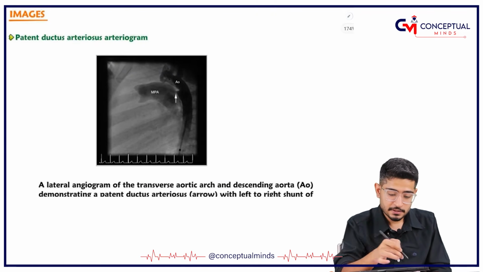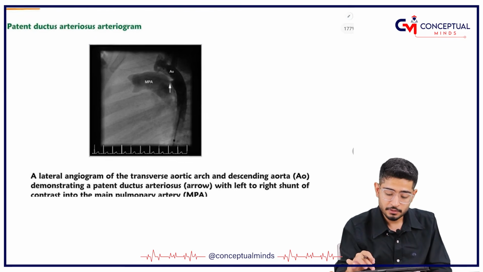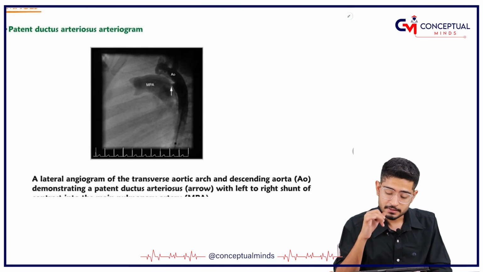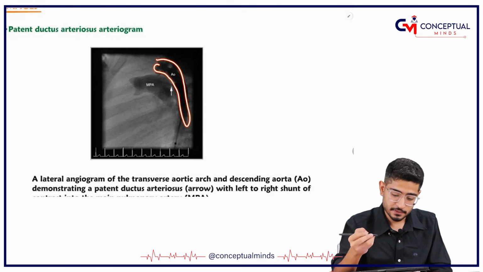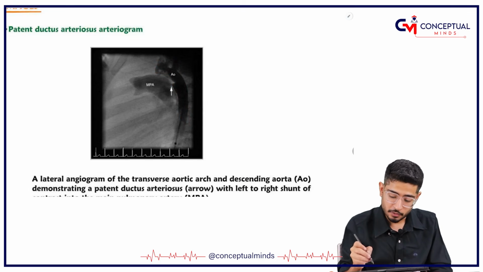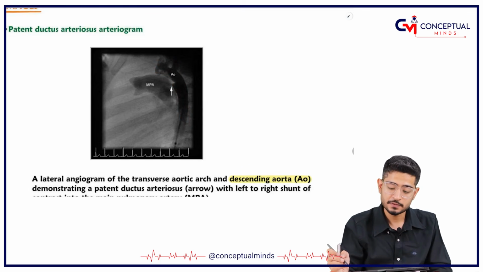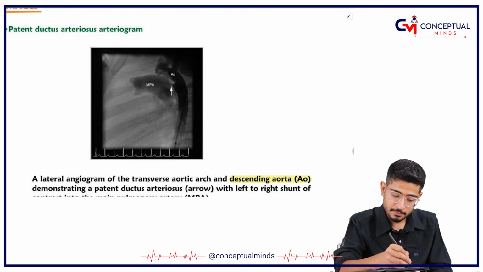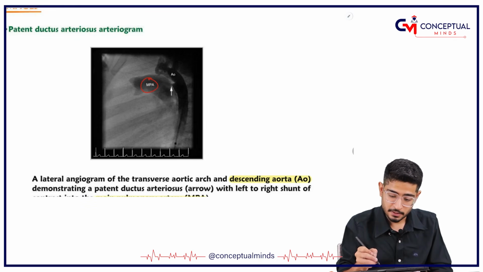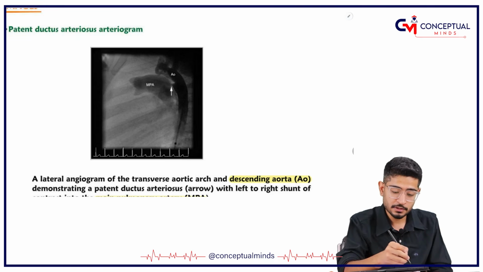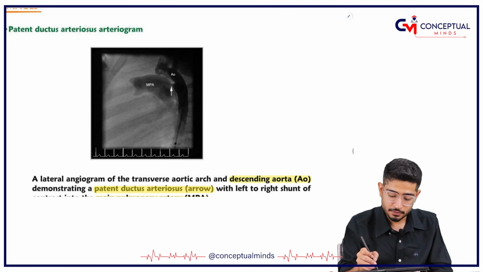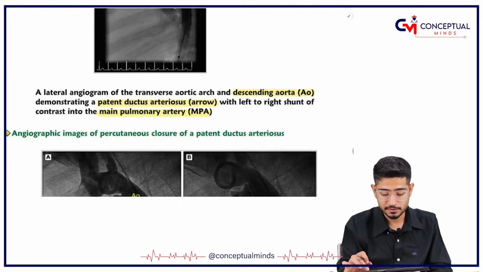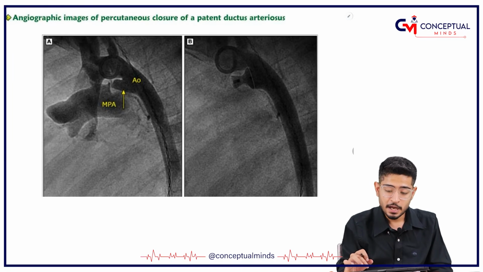Let's quickly see these things. Can you see this is the aortogram which I have told you about. This is the descending aorta, and this is the MPA. MPA is the main pulmonary artery. Can you see there is a connection between the two, and this connection shows you the patent ductus arteriosus. This is the patent ductus arteriosus aortogram.